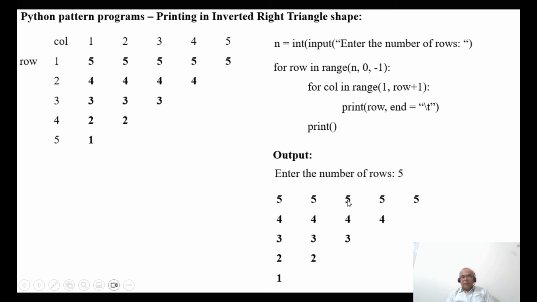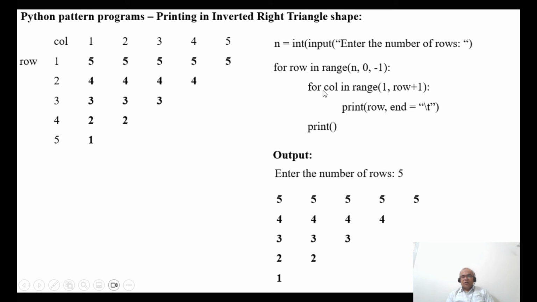Then column is incremented by 1. It becomes 3 now. So 3 is within 5, 3 is within 6, condition is true. So print row number. What is the row number now? 5. So print 5. Then column is incremented by 1. It becomes 4. So 4 is within 6, condition is true. So print row number. Again it is 5.